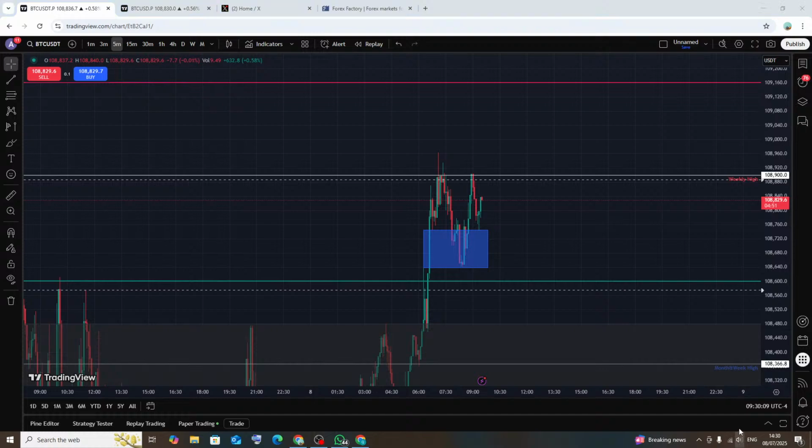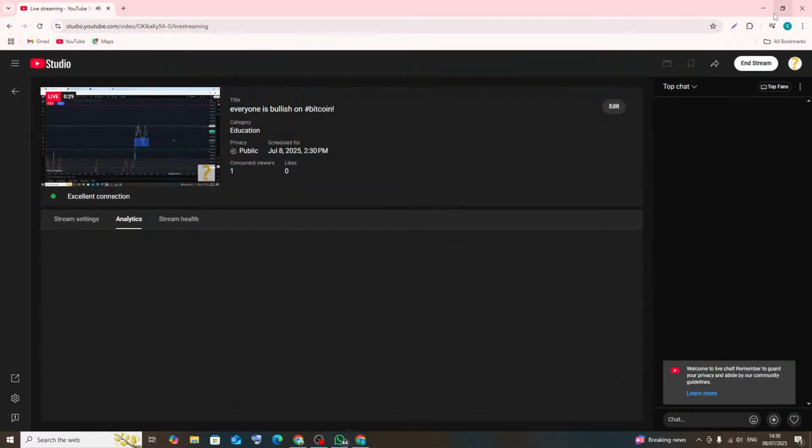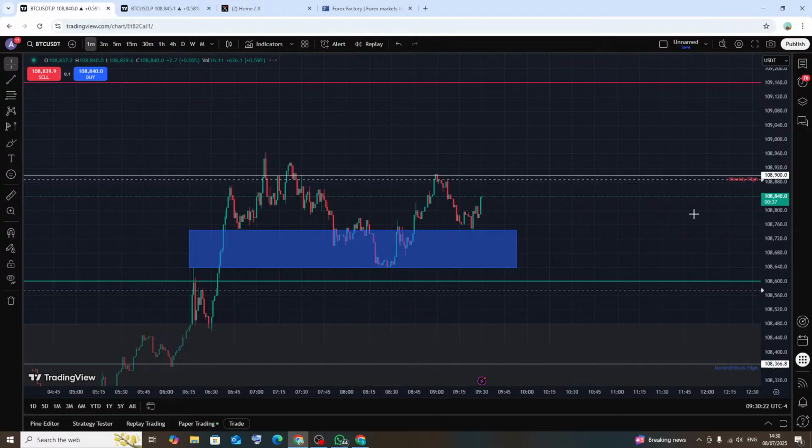I hope everything is fine. Yeah, this is the 1 minute time frame. This is 5 minute, by the way. This is the 1 minute time frame chart on Bitcoin.